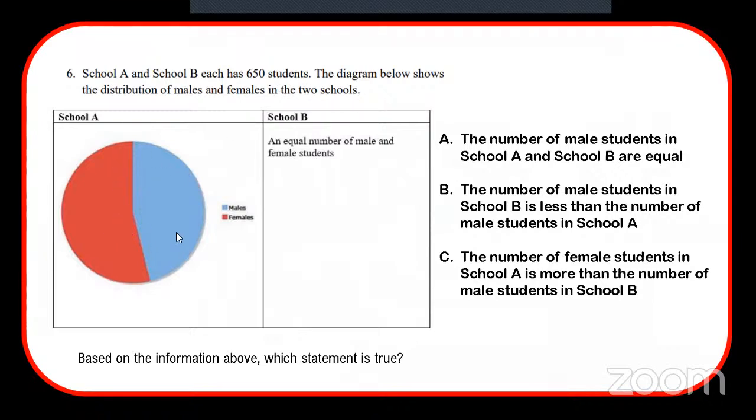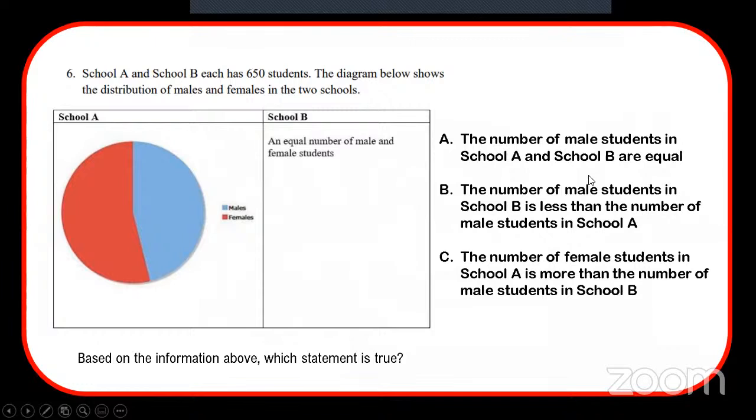Of course, there's a key, and that's the first thing we need to think about. What is this key? What does it mean based on what is represented here on the diagram? So the blue part says males, the red part is for females. So school A shows where this part is females, this part is male, and school B says an equal number of male and female students.